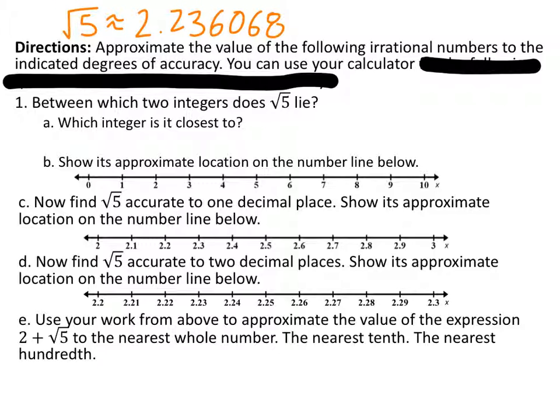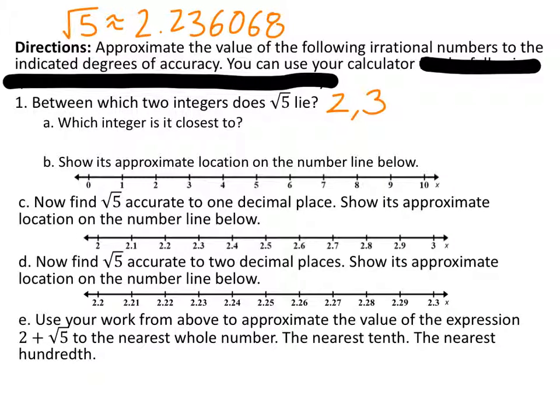Which two integers does the square root of 5 lie between? I just did it on the calculator, square root of 5, and I got that value. So that means that it would clearly be between the numbers 2 and 3. Those are the two integers. Which integer is it closest to?